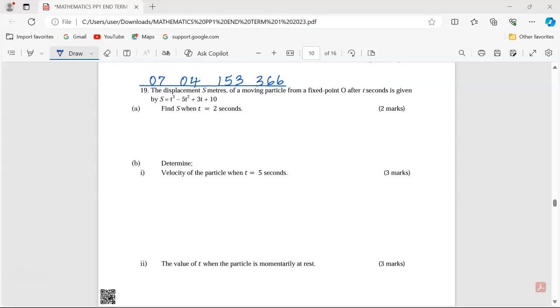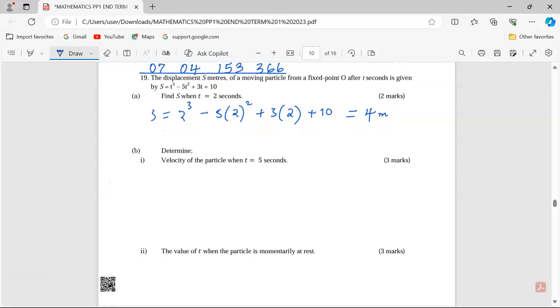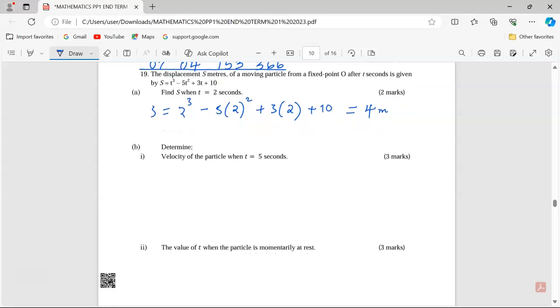So when t equals 2 seconds, we can find the value of S by simply substituting: 2 power 3 minus 5, t is 2, so we square it, plus 3t, so t is 2, then plus 10, and this will give us exactly 4 meters. The next question is to determine the velocity of the particle when t equals 5 seconds.